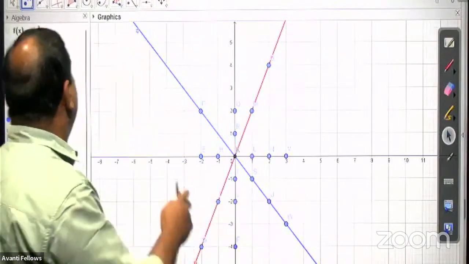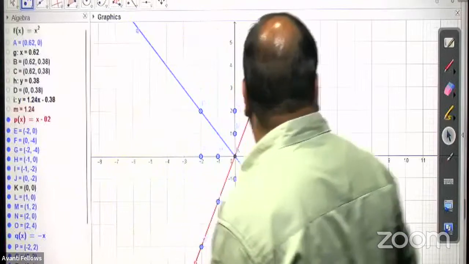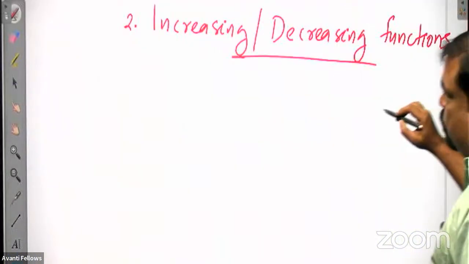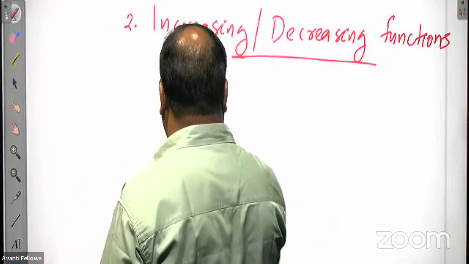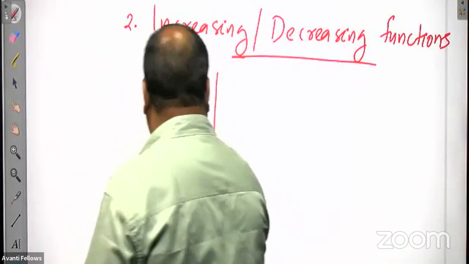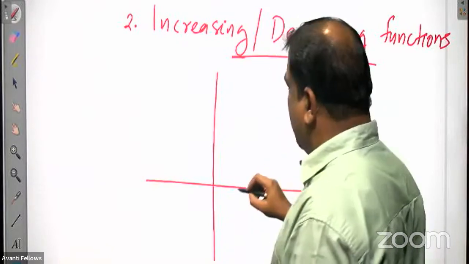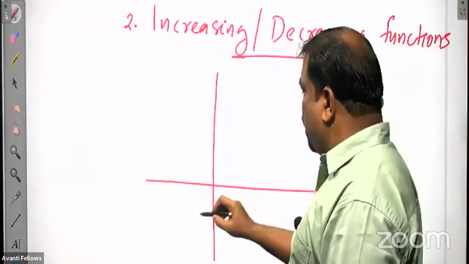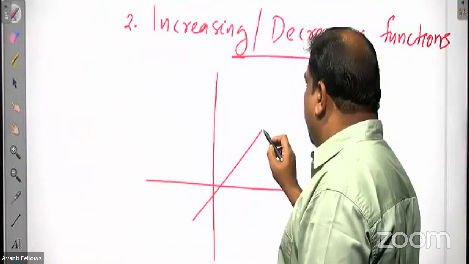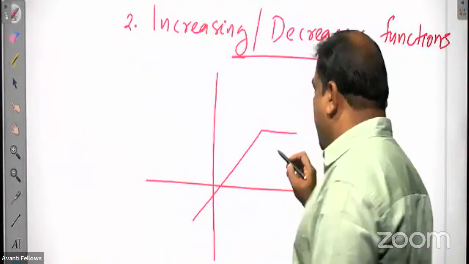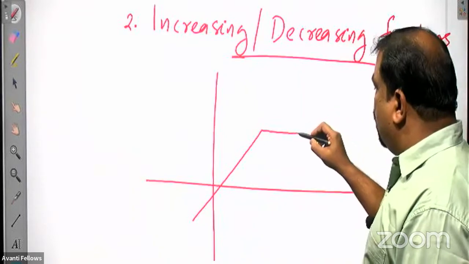Now, when we say only increasing, the graph may be in this way. Increasing function means it will strictly increase for some time, then it may be stable for some time, and again it will go on increasing.